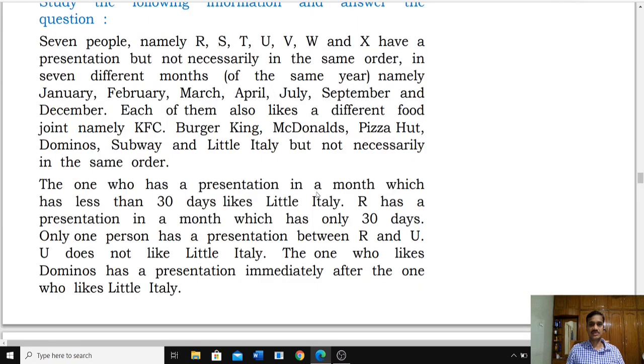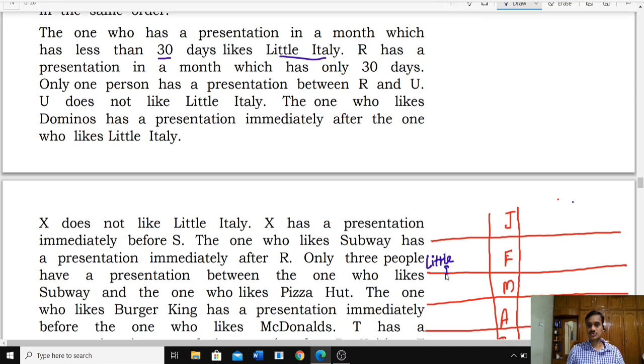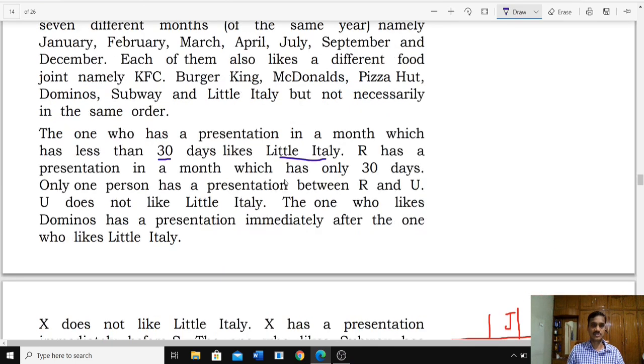The one who has a presentation in a month which has less than 30 days likes Little Italy. Less than 30 days, that means February. February must be Little Italy. This is the only possibility we have. Then next one.